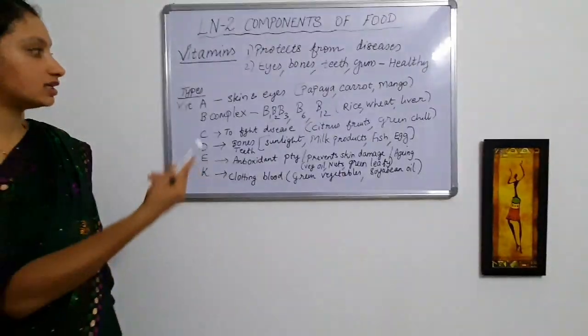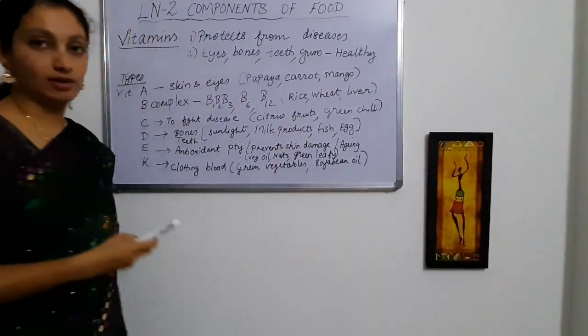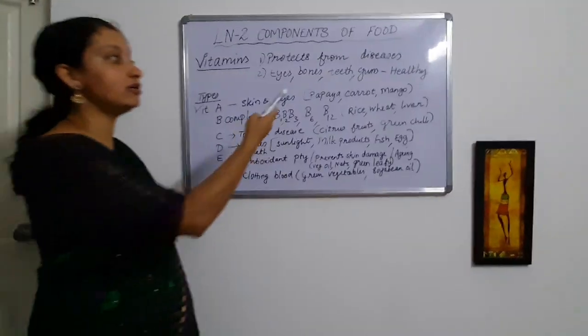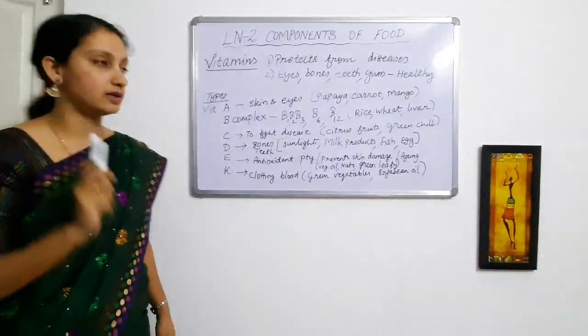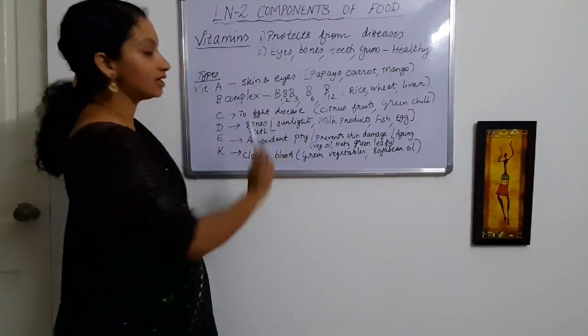Now vitamin A, it's for healthy skin and eyes. And what are the foods giving you vitamin A? Papaya, carrot, mango. And many other foods are there. I have listed only a few examples to remember. So it is very much essential for skin and eyes.